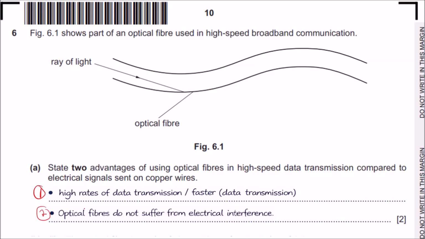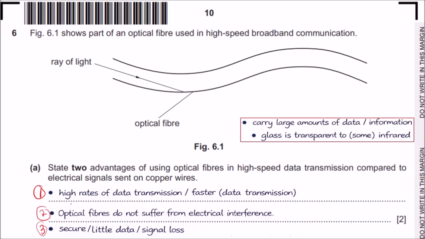And number 3, I'm going to say we have secure data. We don't have data losses. Since it moves through total internal reflection, we expect the data in to be the data out, because all the data will keep reflecting until it reaches the other end.